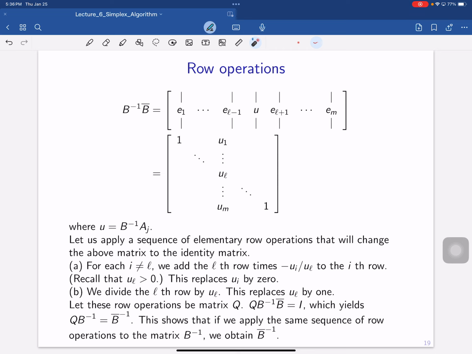If you do those row operations, that only takes m squared computational complexity.